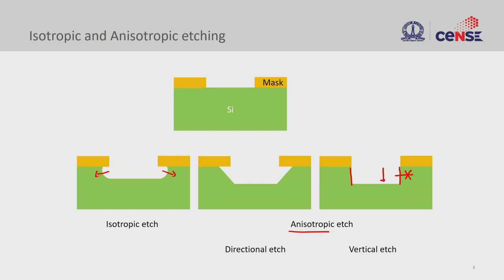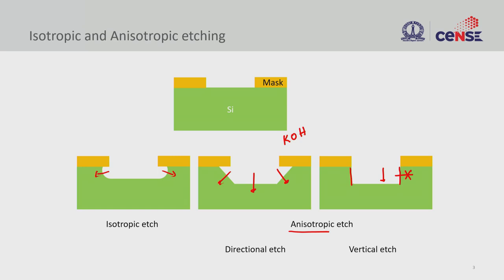However, if you choose some chemicals, for instance KOH, potassium hydroxide, this chemical etches silicon in a directional way. That means based on the crystal orientation, you will see a directional etch. In this case, we cannot call it isotropic; it is still anisotropic. It is directional etch. In some crystal planes the etch rate is higher, and in others you will have a very low etch rate. So that is also directional.